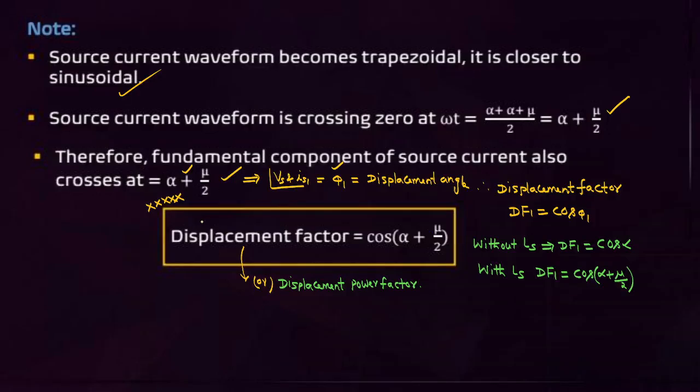Then from this, with the source inductance, what is the displacement factor? Based on this formula, a question has already appeared in the GATE exam. Very important, students. Without giving the overlap angle, if the displacement factor is asked for a full wave rectifier, the answer is cos alpha. With the overlap angle given, if the displacement factor is asked, then the displacement factor is cos of alpha plus mu by 2. Very, very important observation. Without Ls, the displacement factor is cos alpha. With Ls, the displacement factor is cos of alpha plus mu by 2.